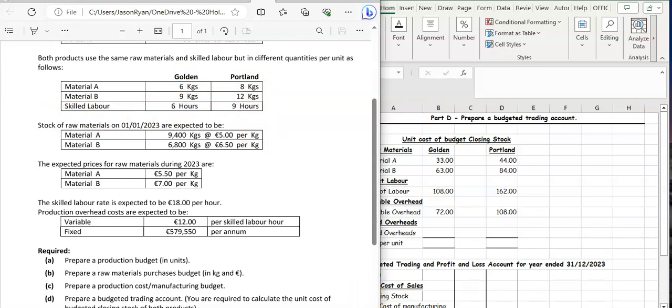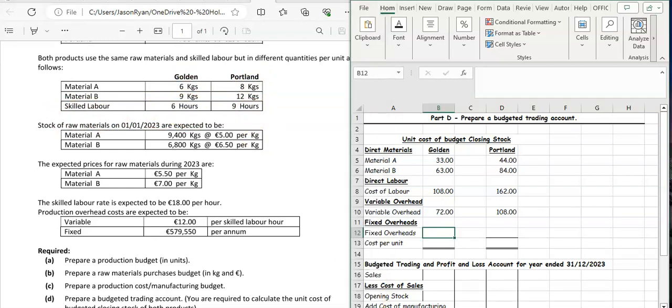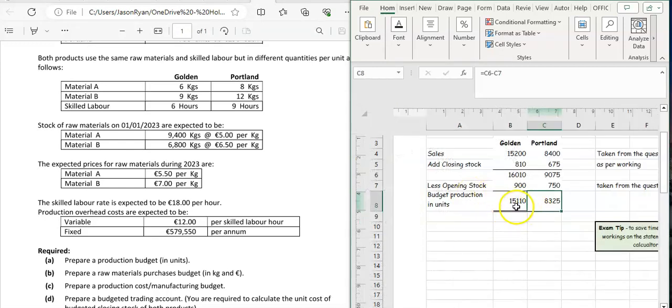But remember, from part A, we're producing 15,110 units of Golden and 8,325 units for Portland. So to produce these products, we need to multiply Golden 15,110 by 6 and Portland 8,325 by 9. And we're going to add those two figures together. That's going to give us our total hours. And then we're going to divide that into our fixed cost.